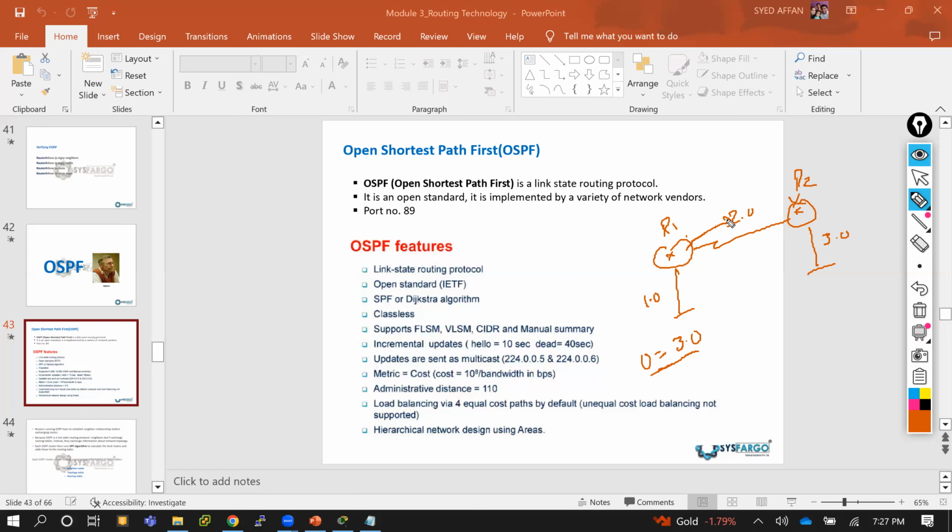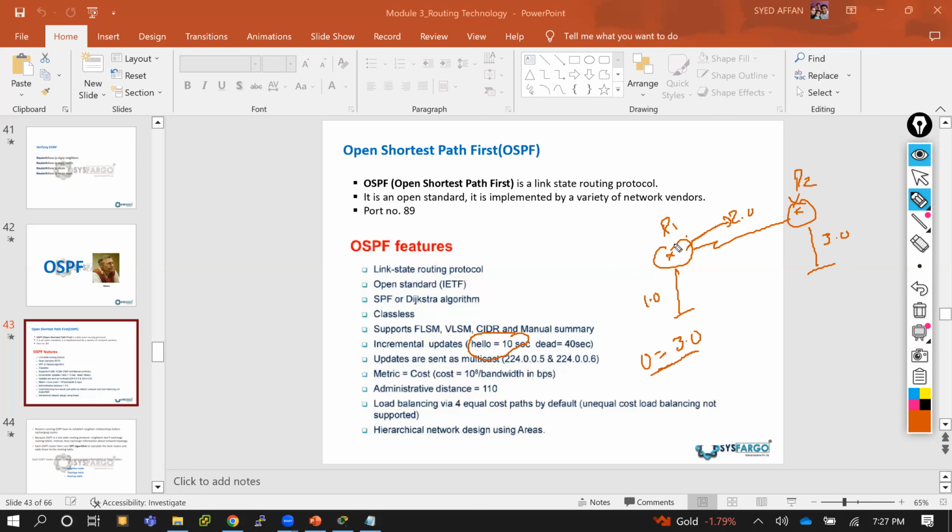That's it. So here also, what happens? Every few seconds they exchange the hello packet. That is what the hello timer is: 10 seconds. That means every 10 seconds they'll send the hello packet. Why? To know whether the other router is alive or not, whether the other network is alive or not. So every 10 seconds the hello packet is exchanged. A hello packet means a small packet.